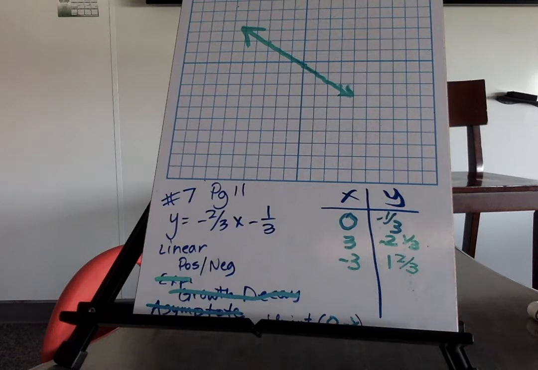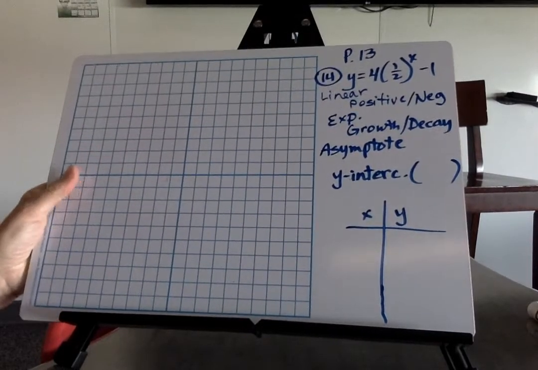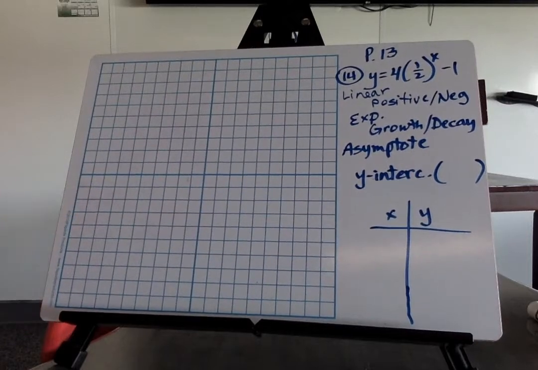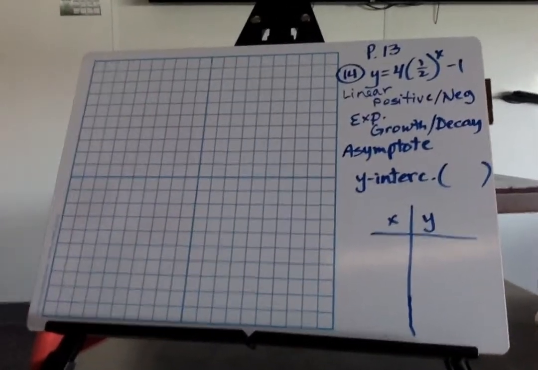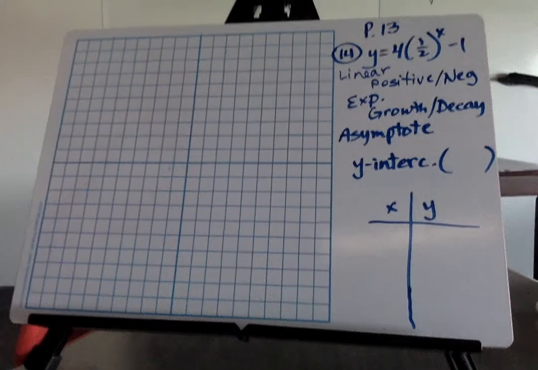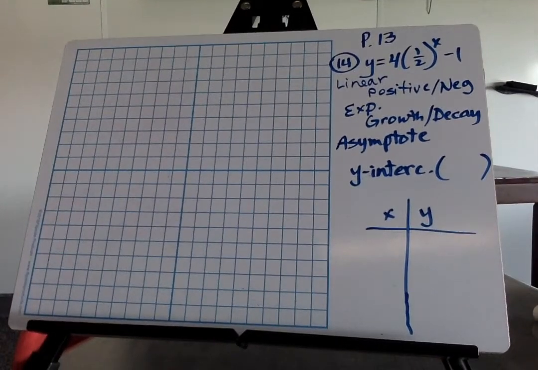Okay. Now we're going to go on to page 13. You will have to finish page 11, page 12, and I wanted to do a harder one for you. So here is one on page 13. So don't let the equation scare you. That's why you have a handy dandy calculator.